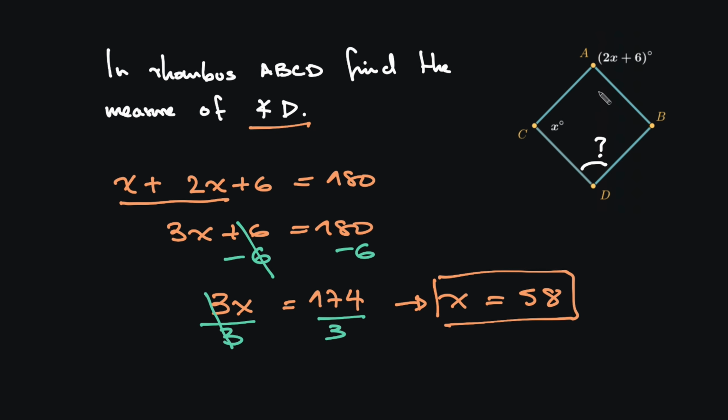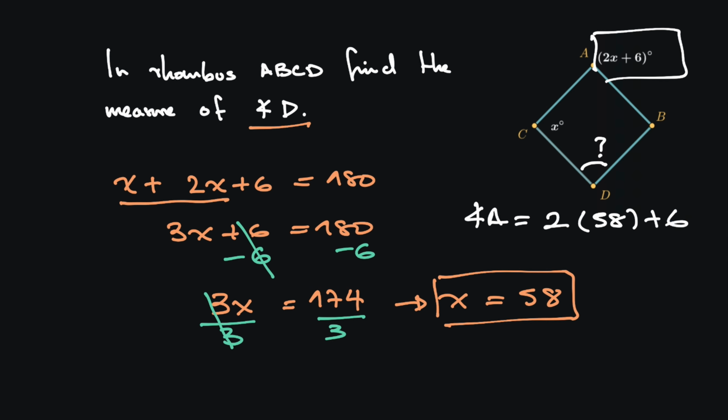Okay, so we know that pairs of opposite angles are congruent in a parallelogram. So if we find this angle A, then we will find D because they are equal. Okay, so we can substitute this value right here in this equation. So angle A will be equal to 2 times 58 plus 6. 2 times 58 is 116. Plus 6 will be equal to 122 degrees. That will be the value for angle A.